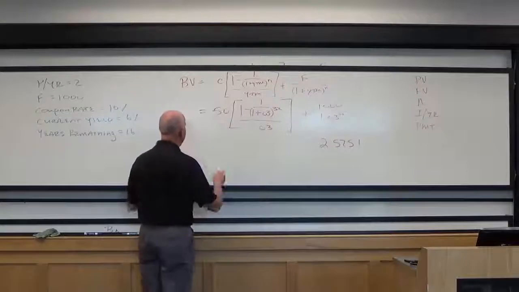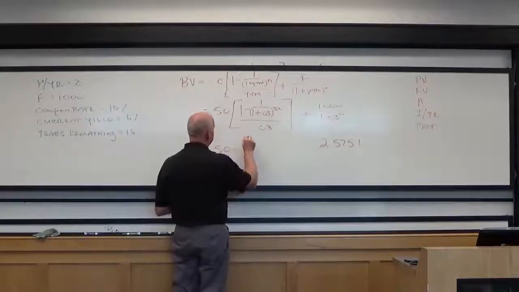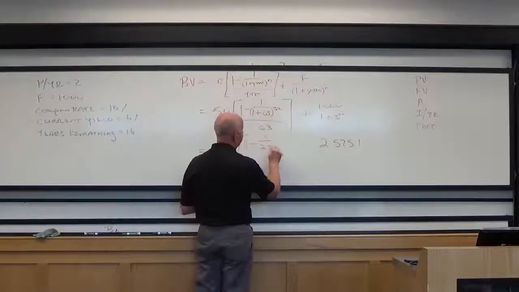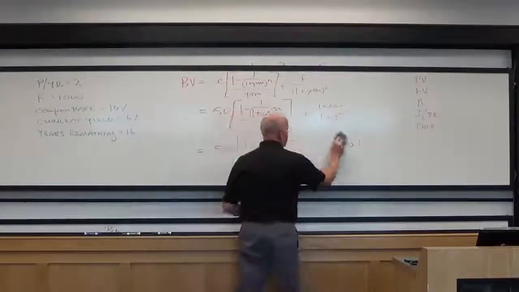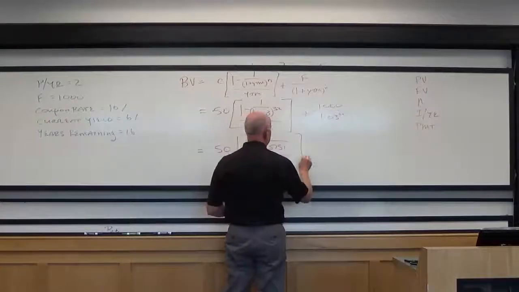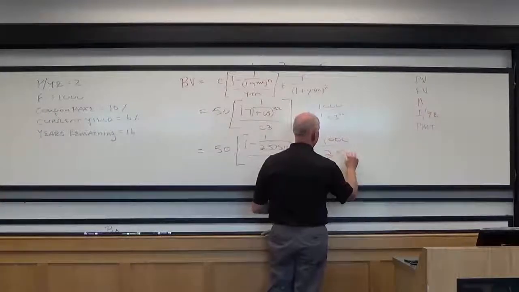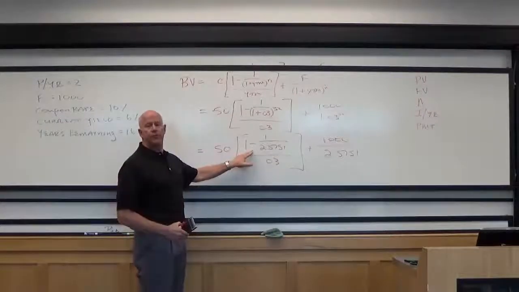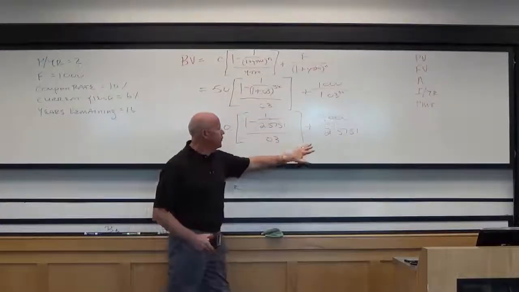So now as I go ahead and put this equation together, I can say 50 times 1 minus 1 divided by 2.5751, divided by 0.03, plus 1,000 divided by 2.5751. And remember that I have this 2.5751 stored into my calculator. So now I'm going to go ahead and create a value for each of these two parts.